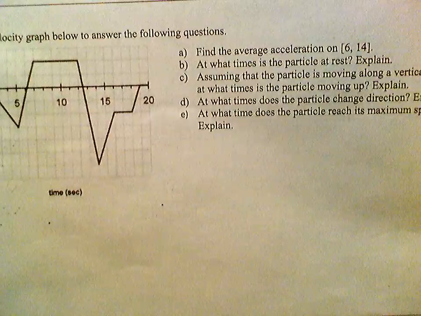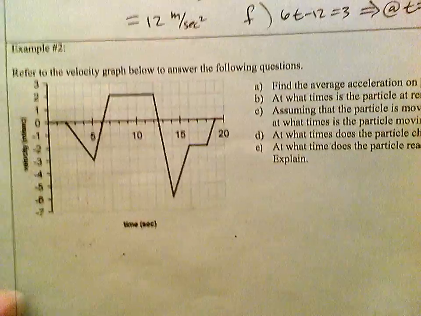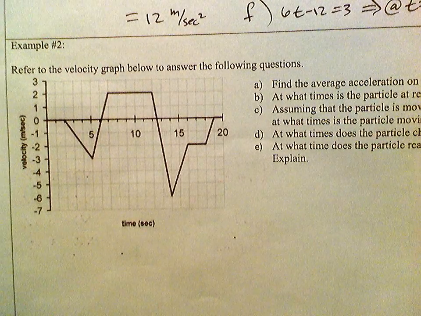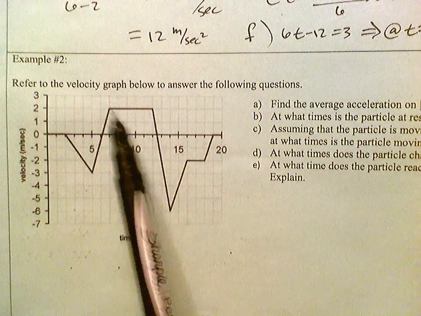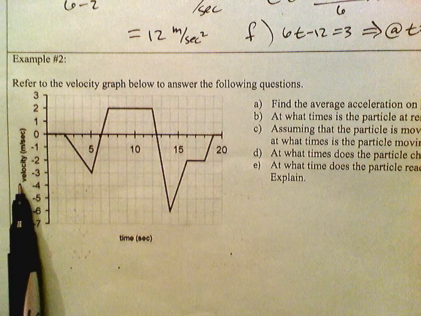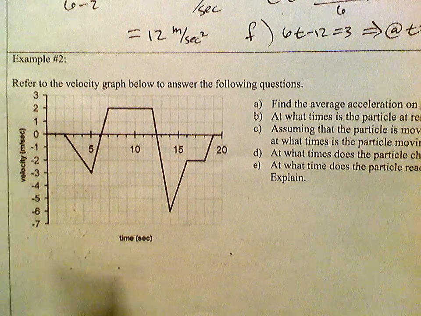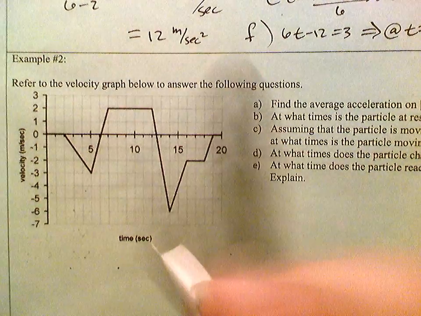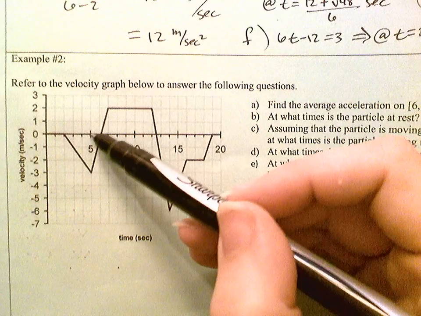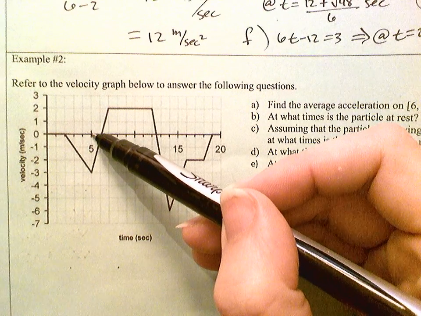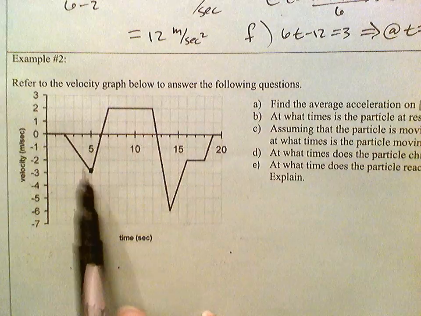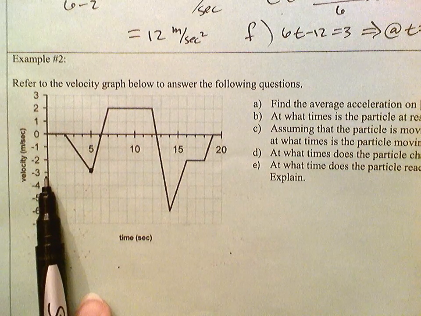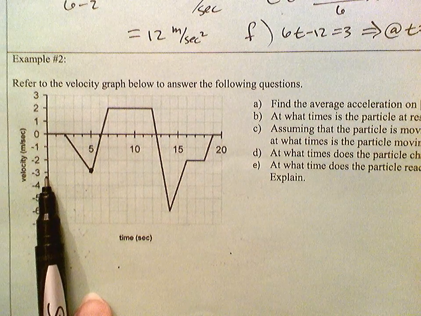Okay, we are almost done. Okay, number 2. Refer to the velocity graph below to answer the following questions. Okay, so this is velocity. The y-coordinate of the point gives you the velocity in meters per second, and this is time in seconds. So, for example, at 5 seconds, my velocity is negative 3 meters per second.